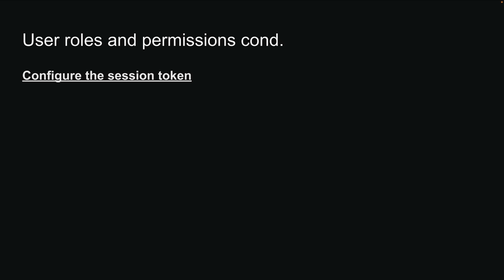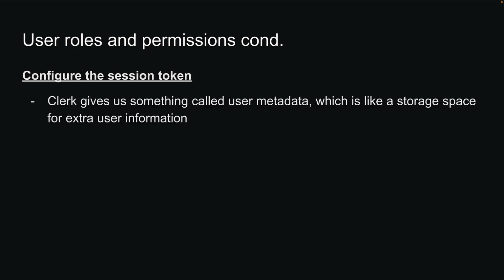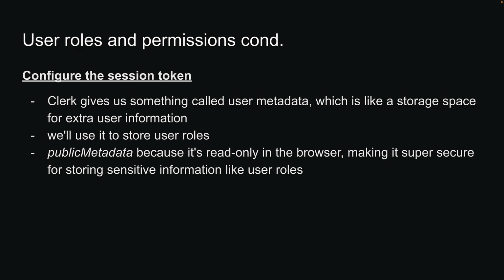First things first, we need to configure Clerk to make user roles available in our session token. Clerk gives us something called user metadata, which is like a storage space for extra user information. In our case, we will use it to store user roles. We will specifically use something called public metadata because it is read-only in the browser, making it super secure for storing sensitive information like user roles.